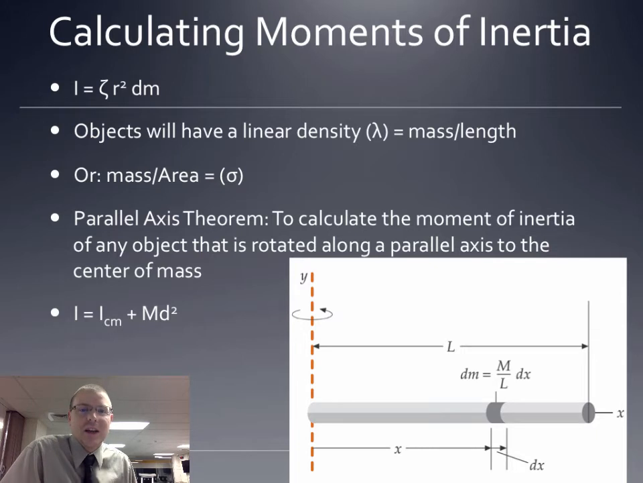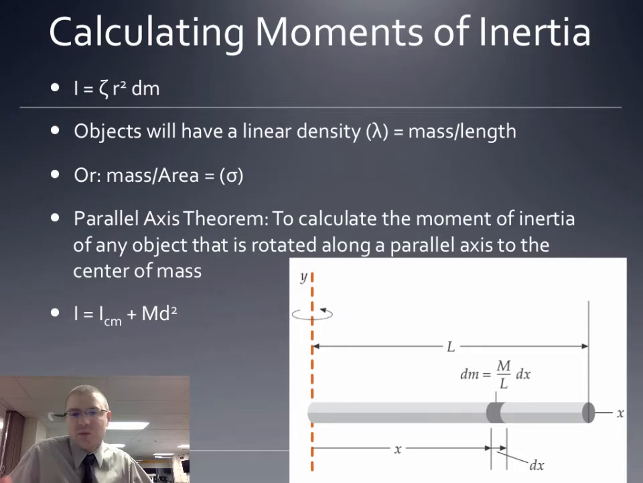When objects are given to you that have continuous mass all the way across, they're going to have what we call linear density, which is the mass per unit length. If there was mass throughout the entire area, we use that as sigma, and sigma would be the mass per unit area. But since it's just a rod, it has a certain amount of mass for every chunk of that rod that you take out.